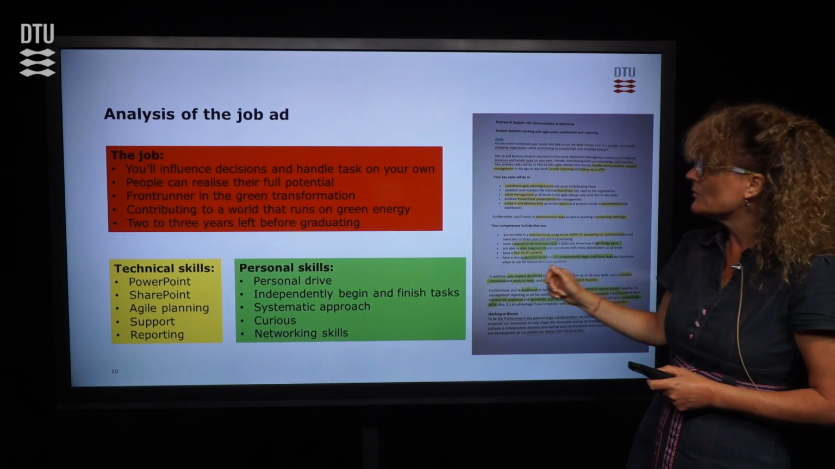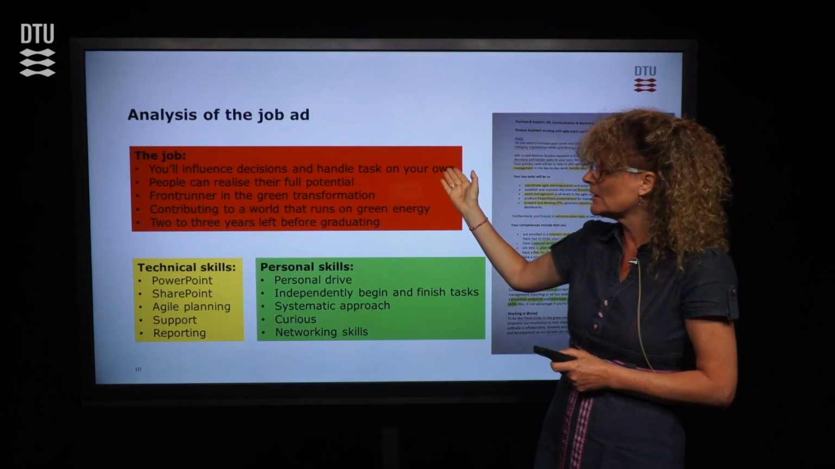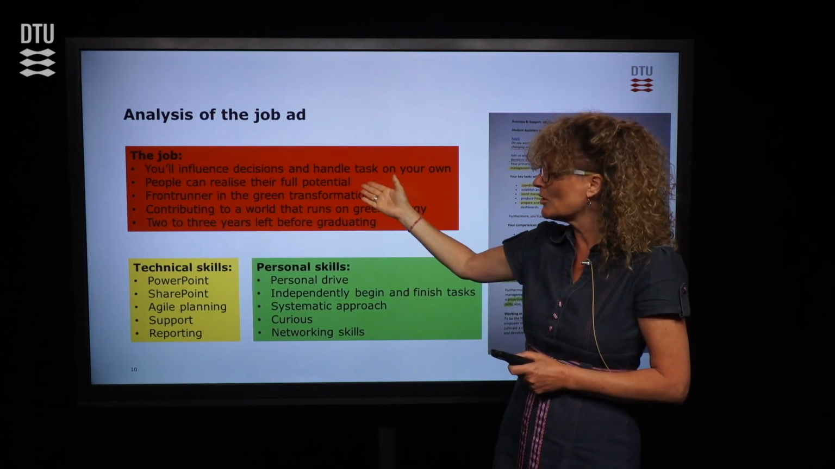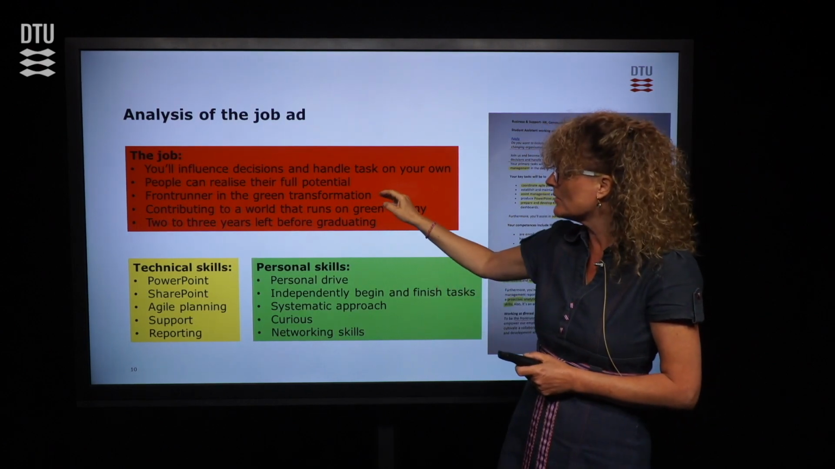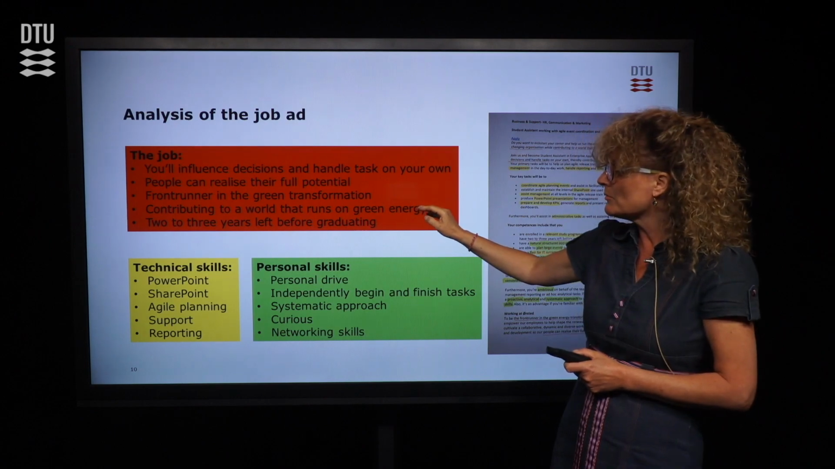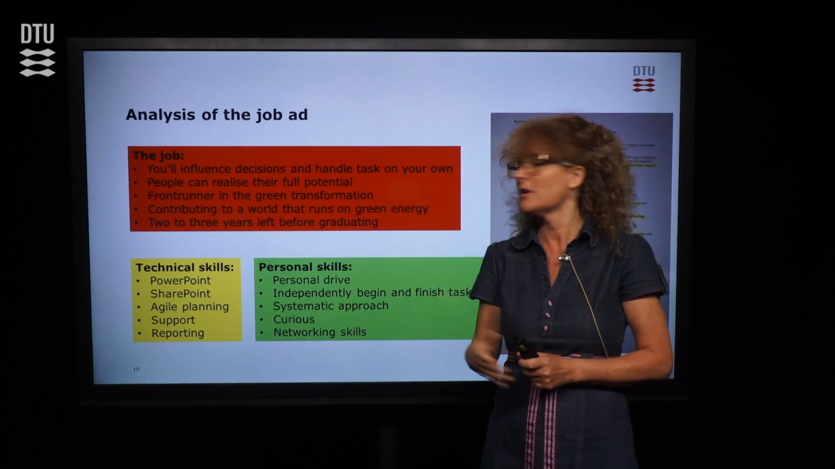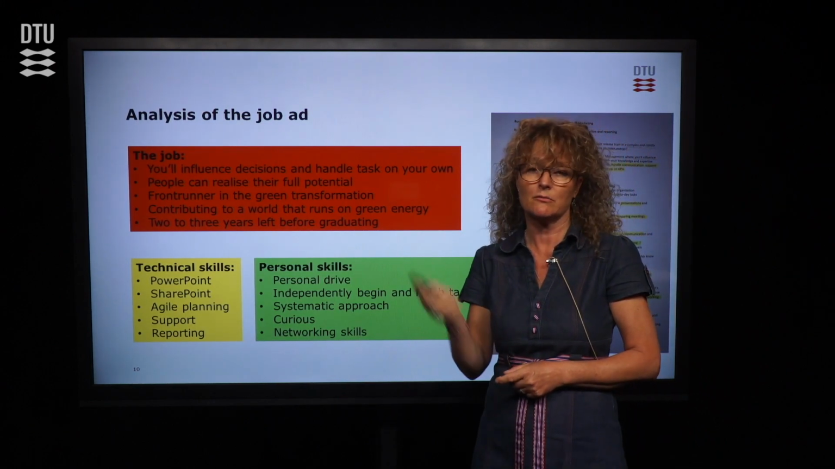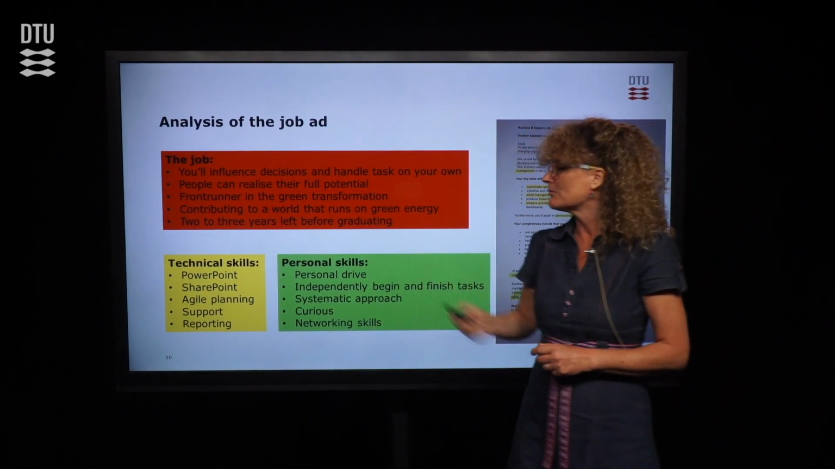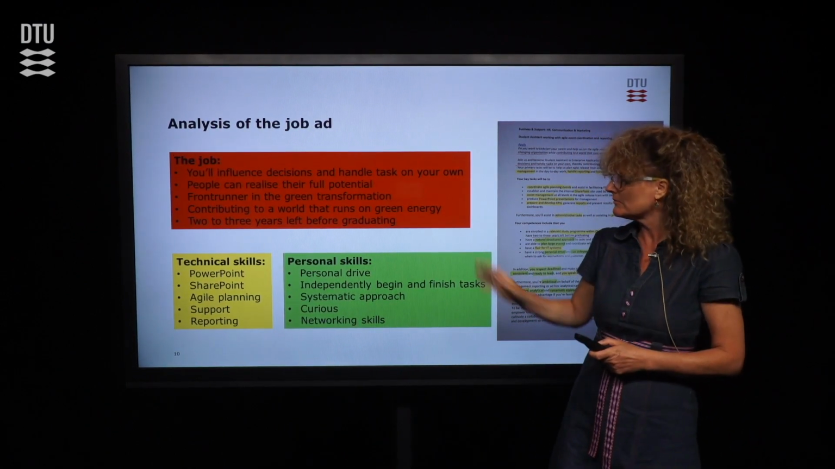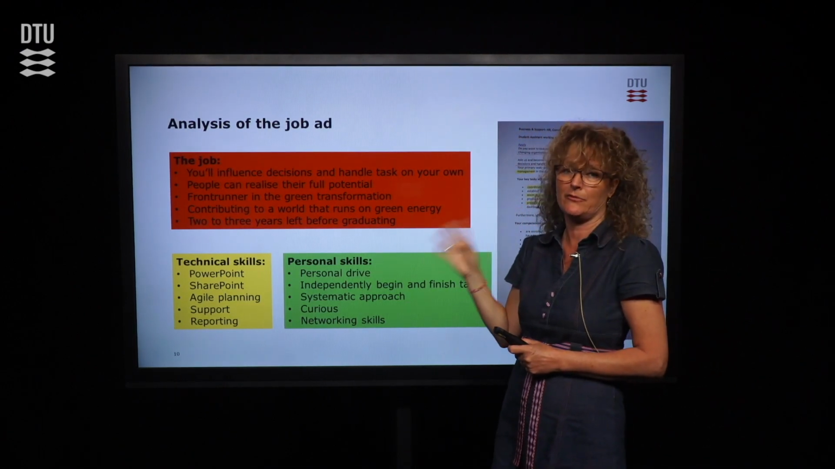Regarding the ones I underlined with the red, they say that you will influence decisions and handle tasks on your own. They say that people who work for this company can realize their full potential. The company is a front runner in the green transformation. You can contribute to a world that runs on green energy. And then you've got to have 2 to 3 years left before graduating. The reason why they put this is because they want to keep you as long as possible. So that's usually quite an important issue. So here you actually now have in mind, what do they want? You know now what's in it for them.